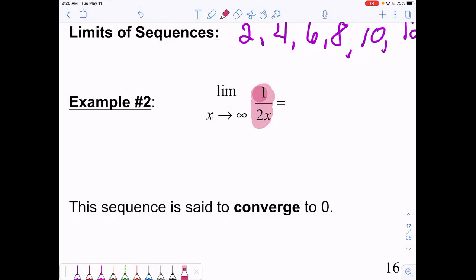Anybody have an idea how I could get a list of numbers that would be represented from 1 over 2x? Is that like P over Q? You could do P over Q, but you're making it way too hard. Jenny?